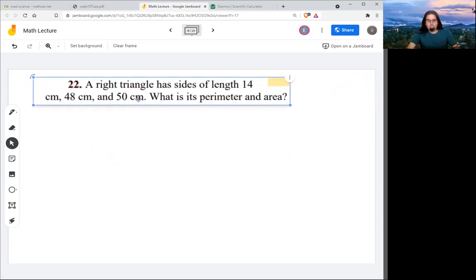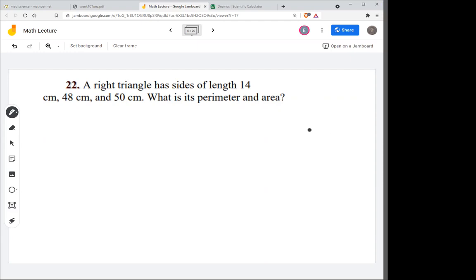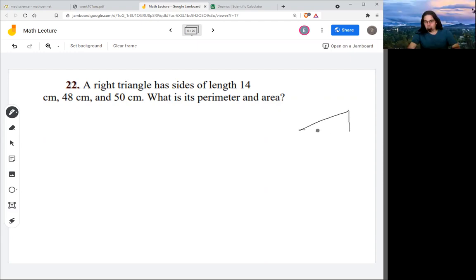When I want to draw this triangle, then it's a right triangle. What does right triangle mean? It has a right angle. It has a bottom and a straight up and down like a doorstop, right? That's our right angle there.